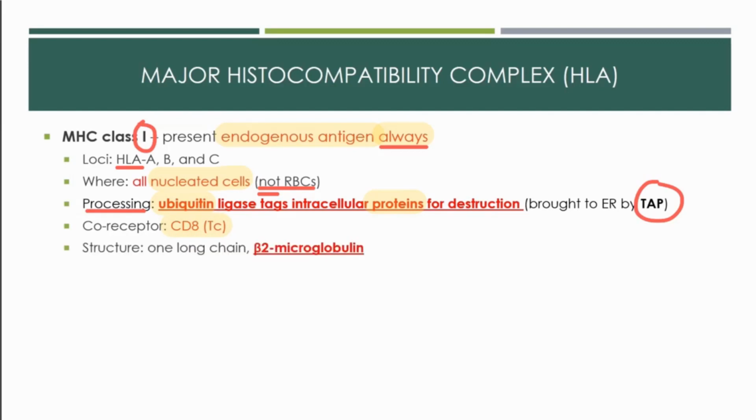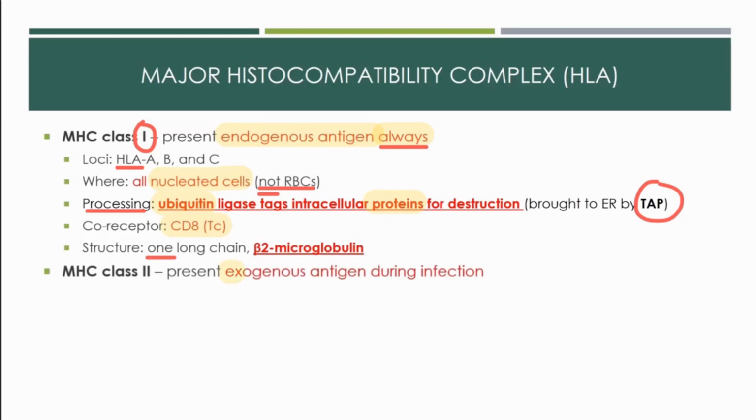And sometimes they want you to know the differences in protein structure between MHC classes. MHC class 1 has one long chain with an associated support protein called beta-2 microglobulin that is involved in antigen loading. Let's compare to MHC class 2.